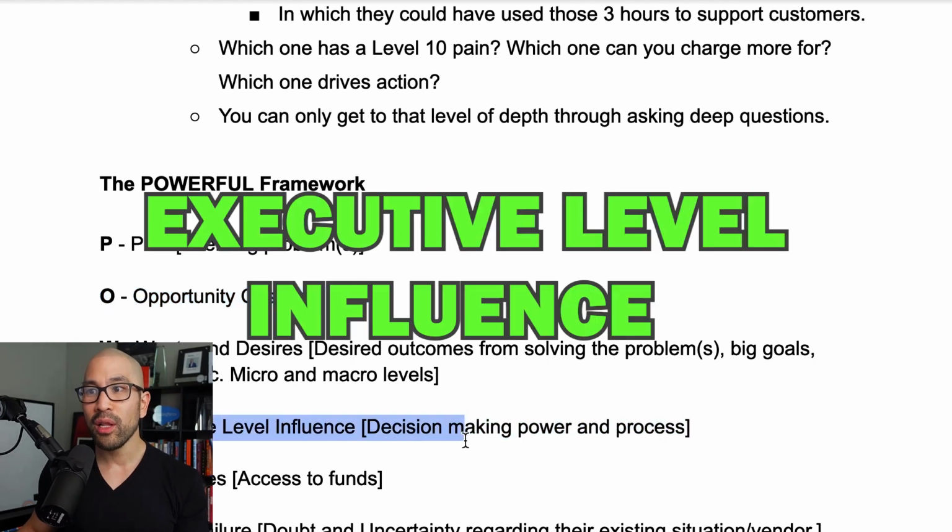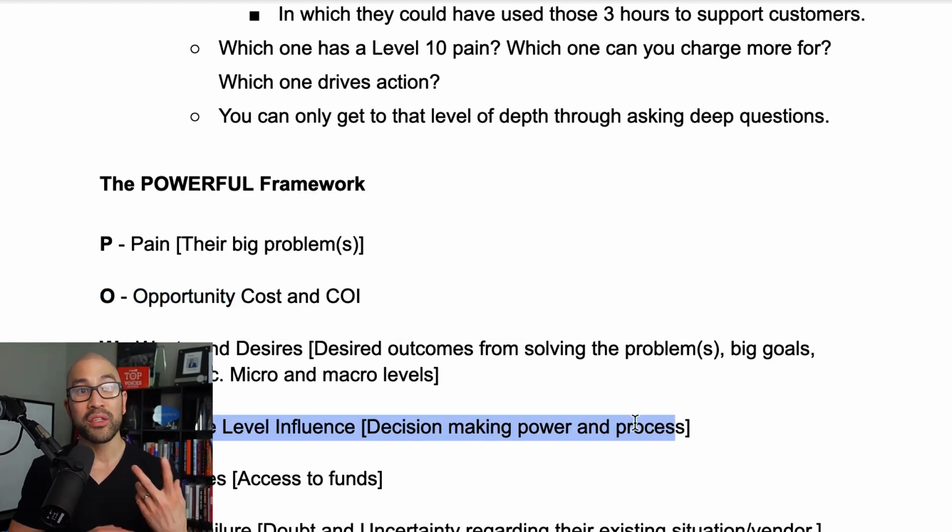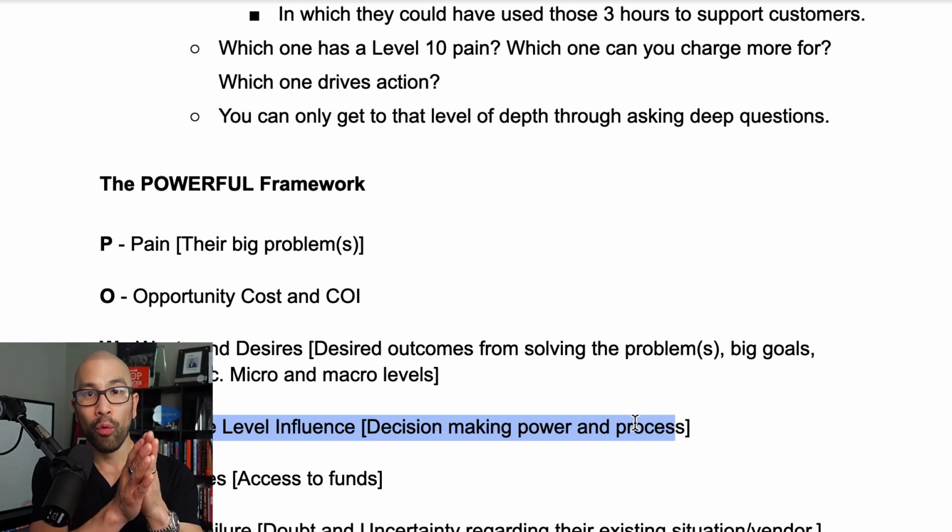E, executive level influence. This is big. This is understanding who ultimately makes decisions, but also what that process looks like. So for example, if whoever you met with, whether low level, mid level, or high level, leaves that meeting with you, what happens next? How do they make decisions? How do conversations go? What does that look like?